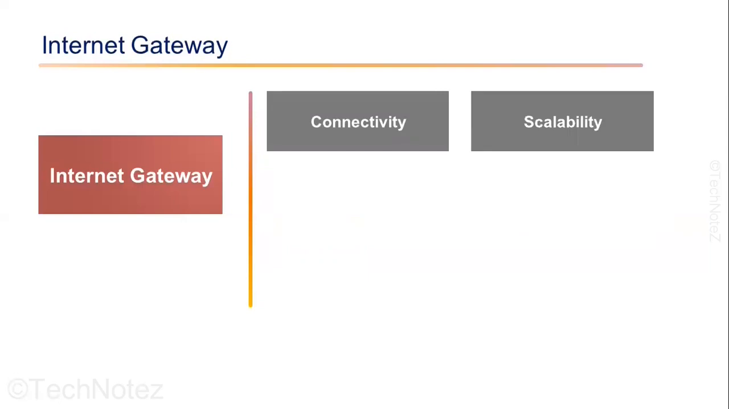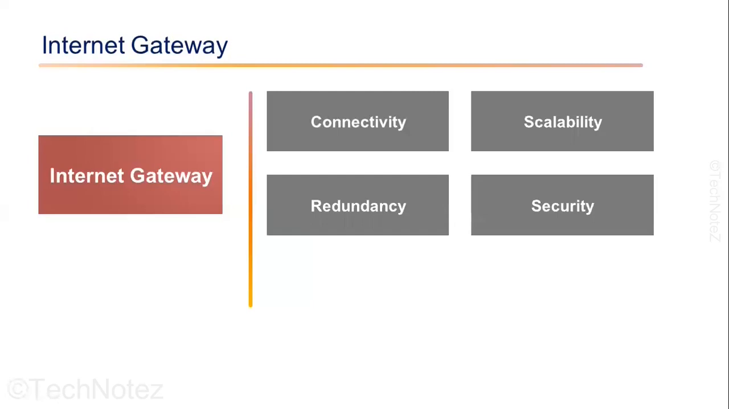Scalability. AWS Internet Gateway is horizontally scaled, meaning it can handle a high volume of traffic and is designed to automatically scale as your network traffic increases. Redundancy. AWS Internet Gateway is redundant, which means if one gateway fails, another can take over without any disruption to your network traffic. Security. AWS Internet Gateway is a stateful gateway, which means it tracks the state of the network connection between the VPC and the internet. This allows it to enforce security policies such as allow or block the traffic based on specific criteria.